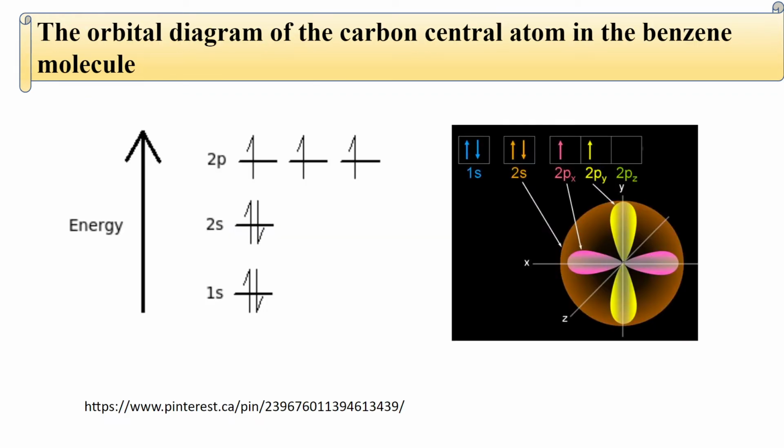The orbital diagram of the carbon central atom in the benzene molecule. The orbital diagram shows how the electrons are arranged within each sublevel. The maximum number of electrons in an orbital is 2, each with opposite spins. The 1s sublevel has one orbital with 2 electrons, with opposite spins, represented by the arrows pointing in opposite directions. The 2s sublevel also has one orbital with 2 electrons, also with opposite spins.